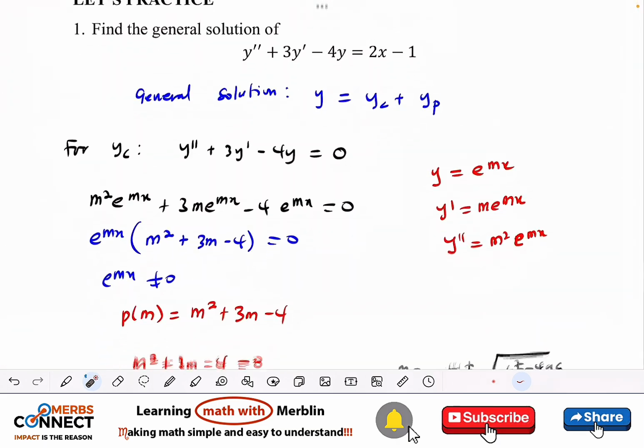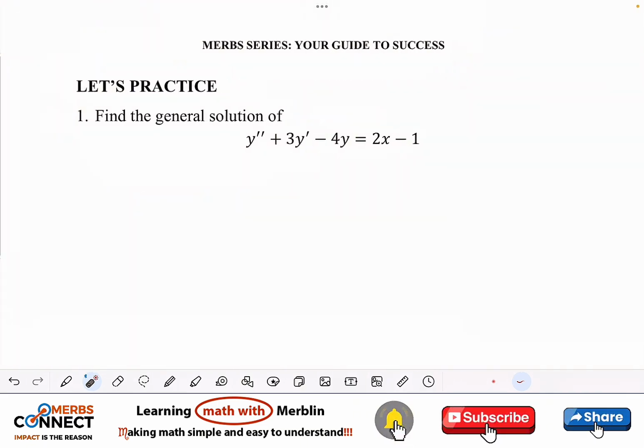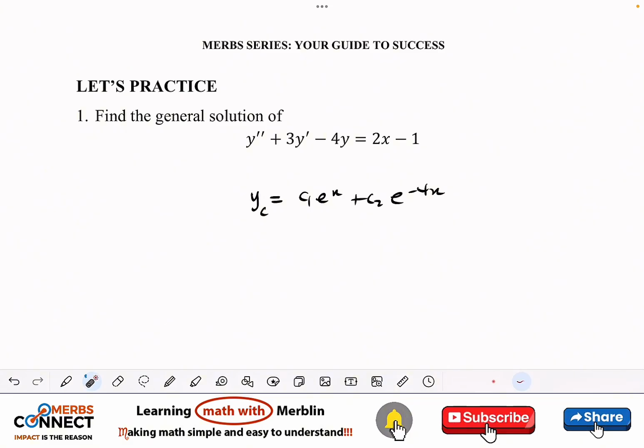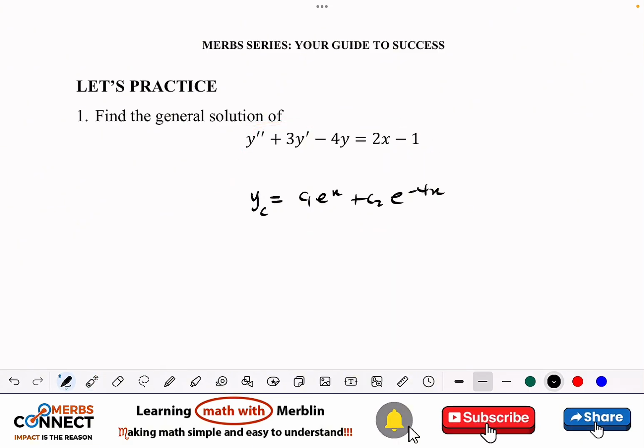So what we just need to do is write the complementary solution, which is y equals c1 e to the power x plus c2 e to the power minus 4x. I hope that's right. Good. So now that we have the complementary solution, in addition to the original equation, we know that the general solution is yc plus yp. So now let's go for yp.